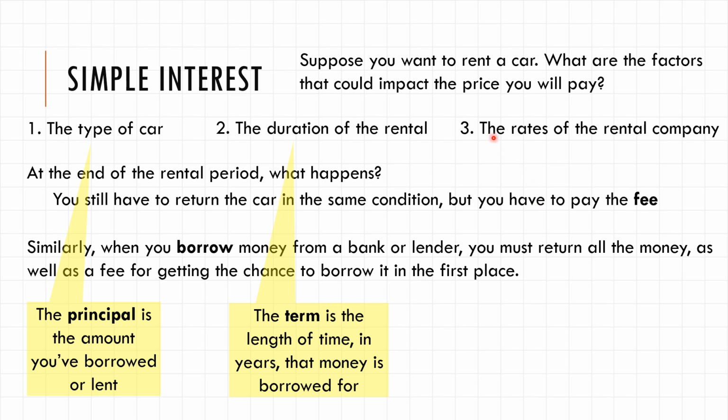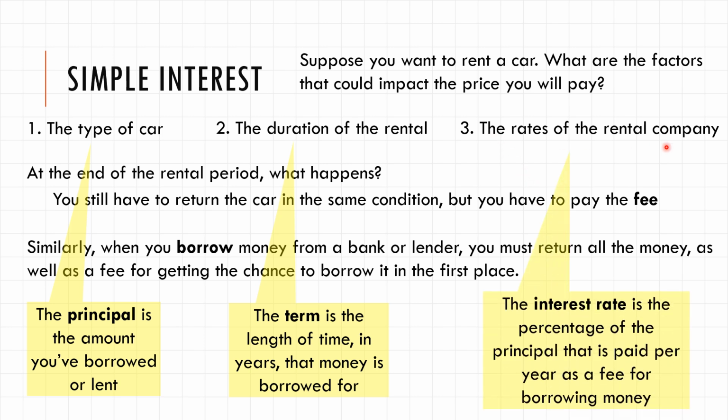And finally, the rates of the rental company is something called the interest rate. The interest rate is a percentage of the principal. So it might be 10% of what you've borrowed, 15%, 3%. The more you borrow, of course, the higher the total interest is, but the interest rate is always a percentage of the principal. And you pay that every year as sort of like a fee for borrowing that money.